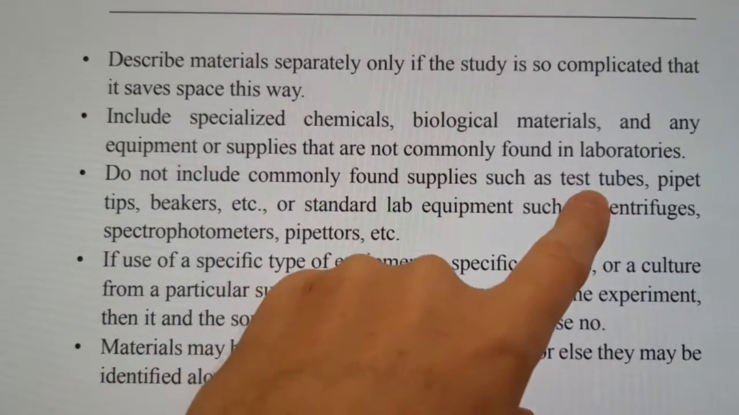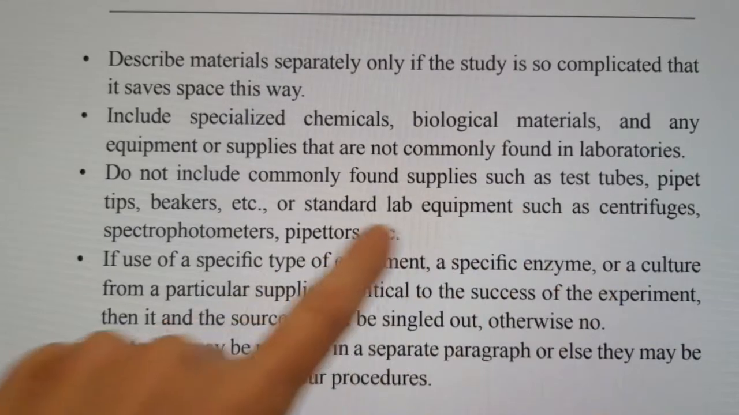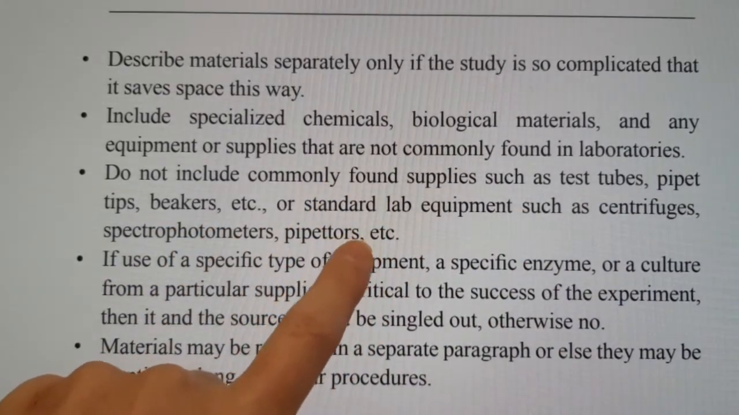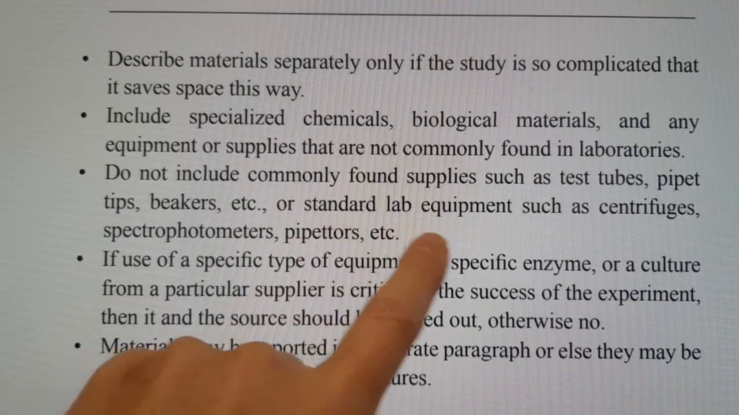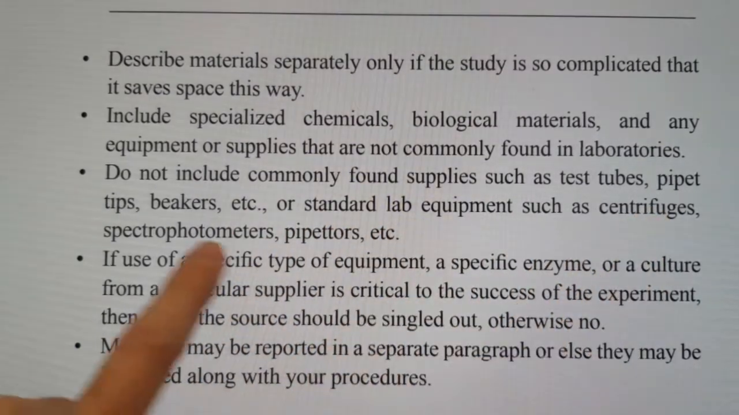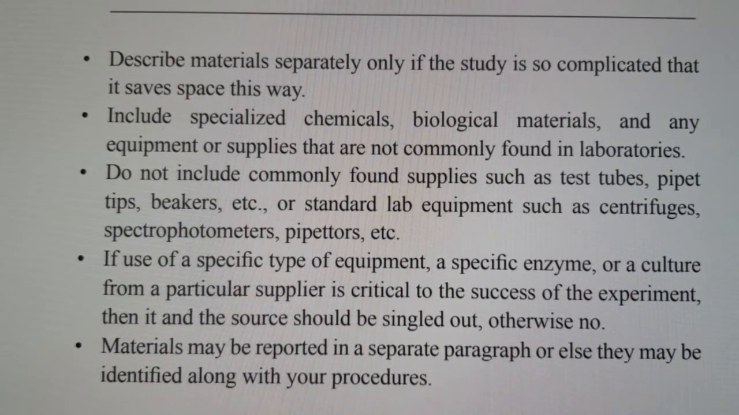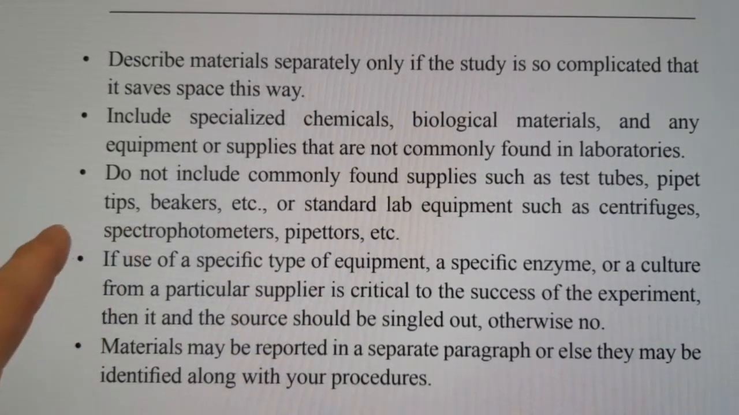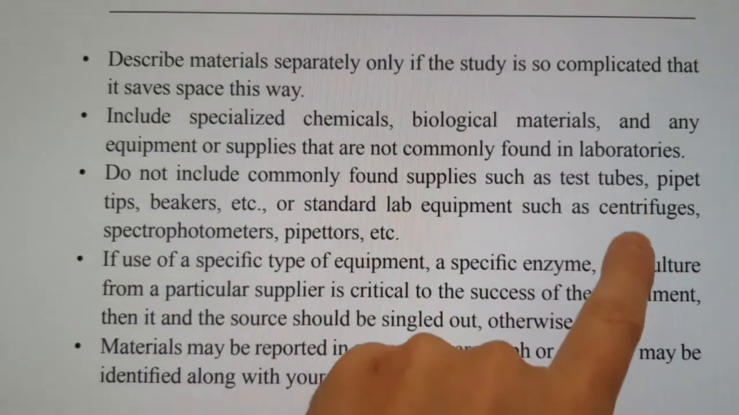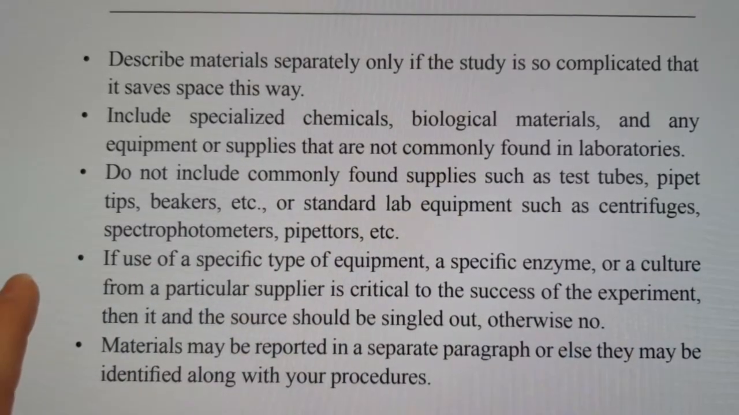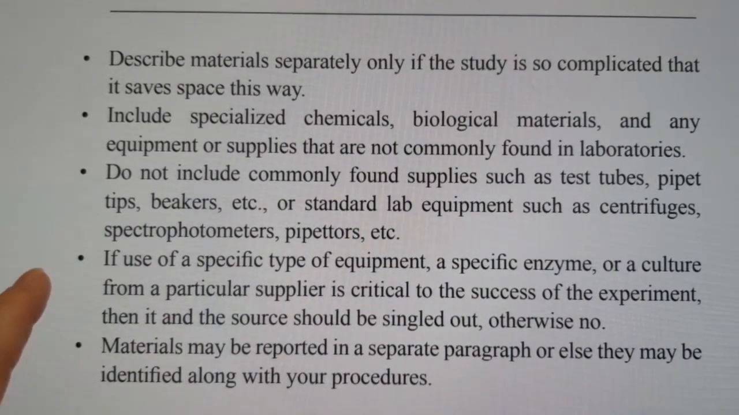So you don't want to say the test tube, or the pipette, or the beaker. Everybody knows what these things are. I mean, centrifuge, spectrophotometers, if they are important and relevant to the experiment, then yes, you can use them. And of course, you can mention them in the methods, but you don't have to always list them as part of the materials. Okay, I'm just going to go back to one more thing here.